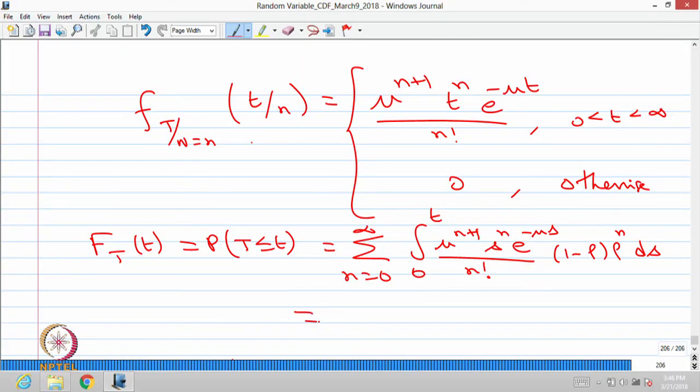If you do the simplification, one can get the answer, that is 1 minus e power minus mu times 1 minus rho times t. So, this is the CDF of T for t greater than or equal to 0, otherwise it is 0. It is the CDF of capital T as a function of small t, that is 1 minus e power minus mu times 1 minus rho times t.